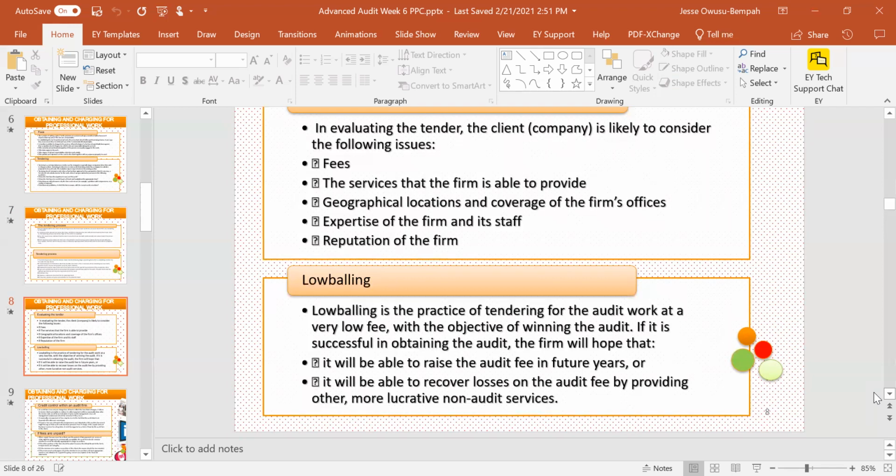So this is where I'll bring today's lecture to an end. I hope you enjoyed this lecture. This is basically a summary on obtaining and charging for audit work or professional work. This will really help you in the exam.